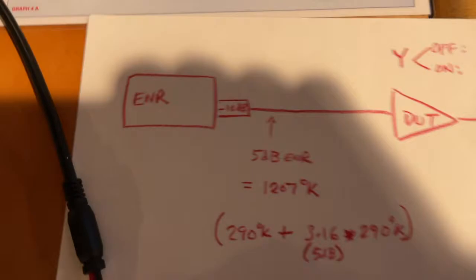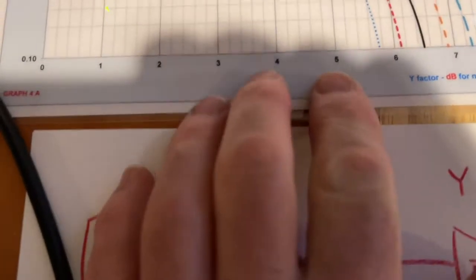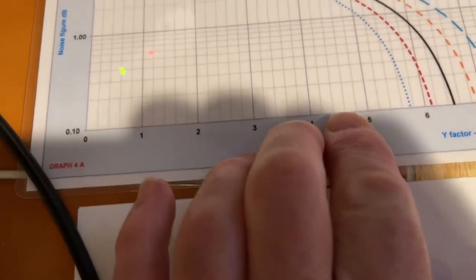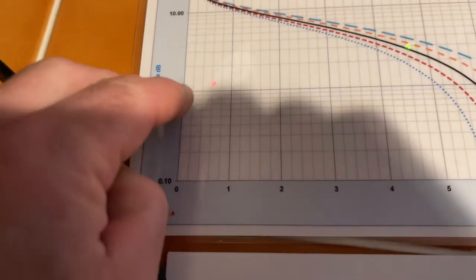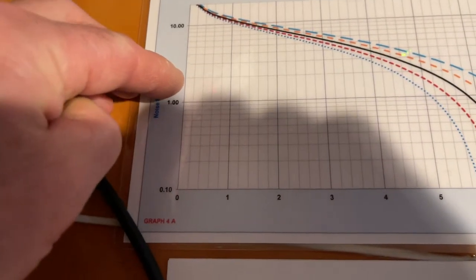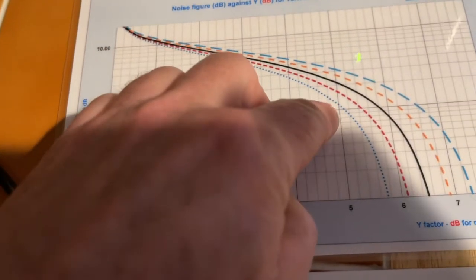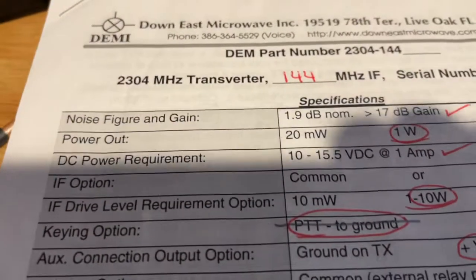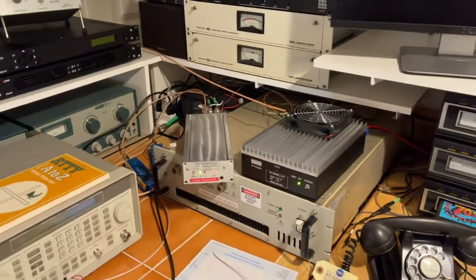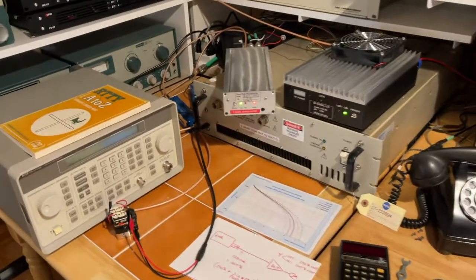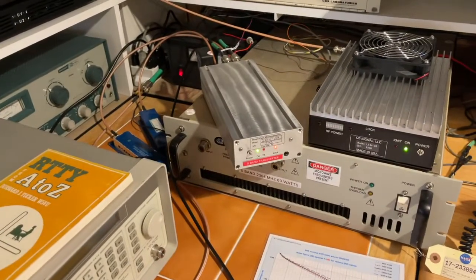And if we look at the chart, 4.8 is just under 2 dB noise figure, 1.9. And that is the spec of the DEMI transverter, 1.9 dB noise figure. It works. So I'm able to measure noise figure at microwave frequencies.